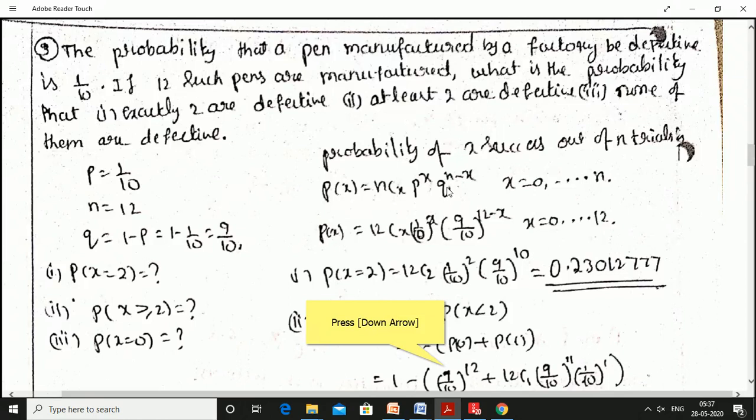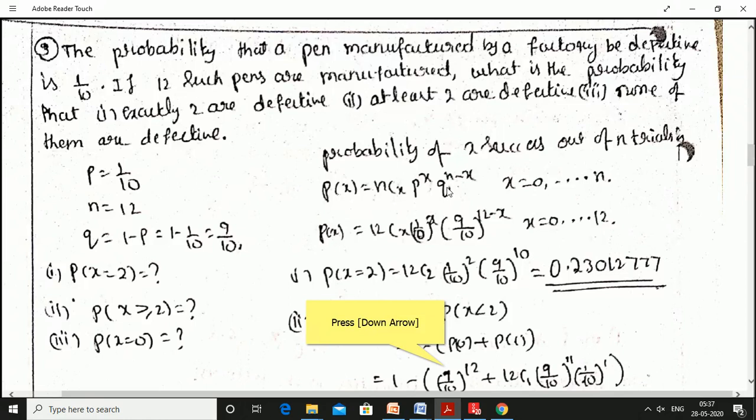Now, first one, exactly 2 are defective. Probability of x equal to 2. If I substitute x equal to 2 here, 12C2 (1/10)^2 (9/10)^(12-2). 12 minus 2 is 10. If I simplify this, it comes out as 0.2301277. You can simplify this using the calculator.